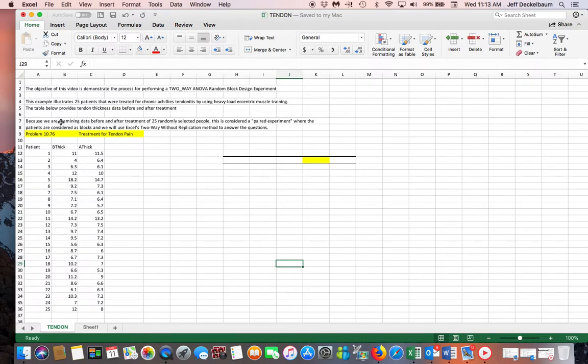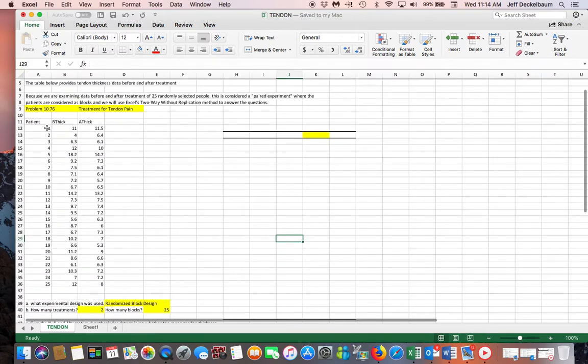Because we are examining data before and after treatment for 25 randomly selected people, this is considered a paired experiment where the patients are considered as blocks, and we will use Excel's two-way without replication method to answer the questions below. Before we get to those questions, basically we have the data. Here's 25 patients, and this is their tendon thickness before and after treatment.